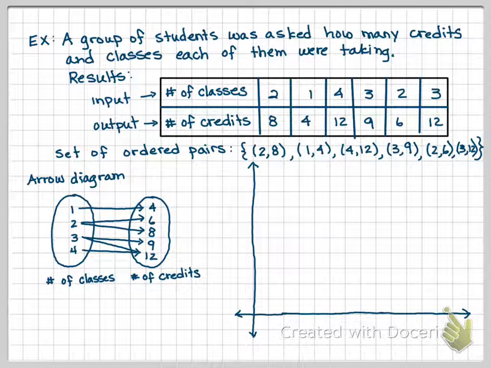So the horizontal axis always represents your input. So this is always my input. The vertical axis is always your output. And that is true regardless of what variables are used. So we will often see different variables other than x and y in our symbolic representation, so in our equations. But regardless of what variables are used, your input is always on the horizontal axis and your output is always on the vertical axis. So in this case, this is going to be our number of classes.